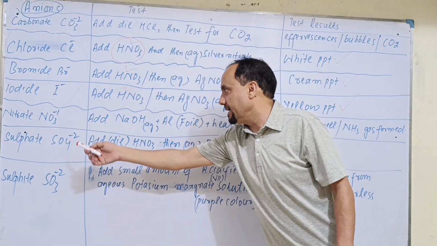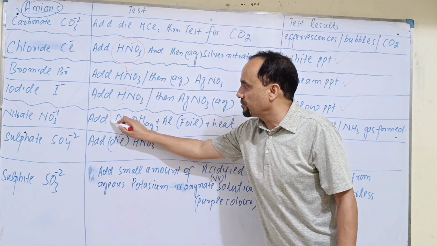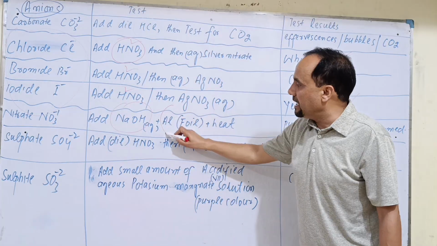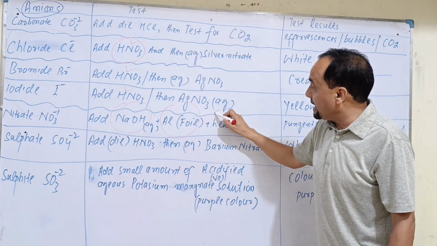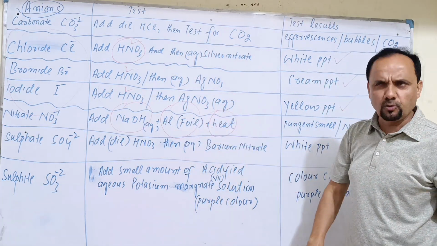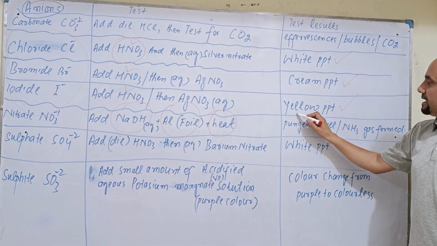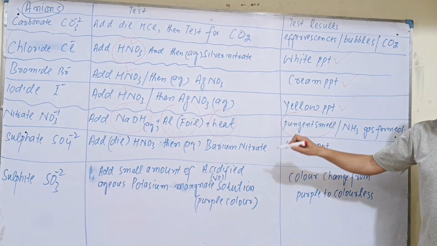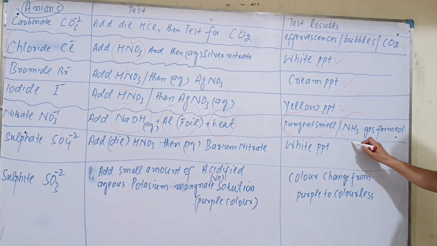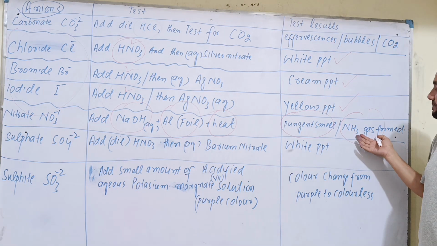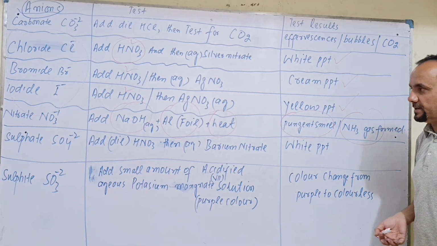For nitrate ions, first we add sodium hydroxide solution, then we add aluminium foil, and then we heat slowly. What will be the result? A pungent smell, meaning ammonia gas will be formed. This is a basic gas and we can confirm it with litmus paper.